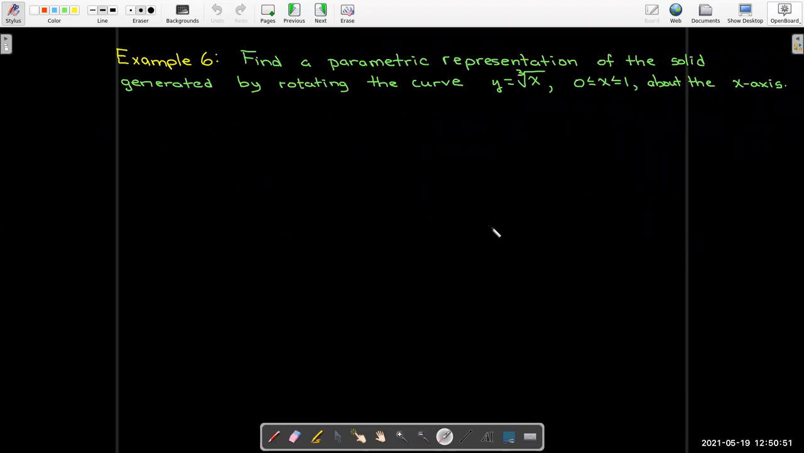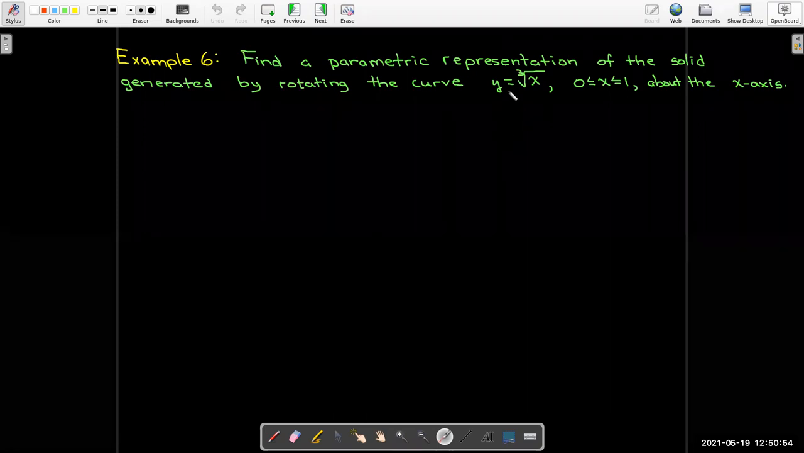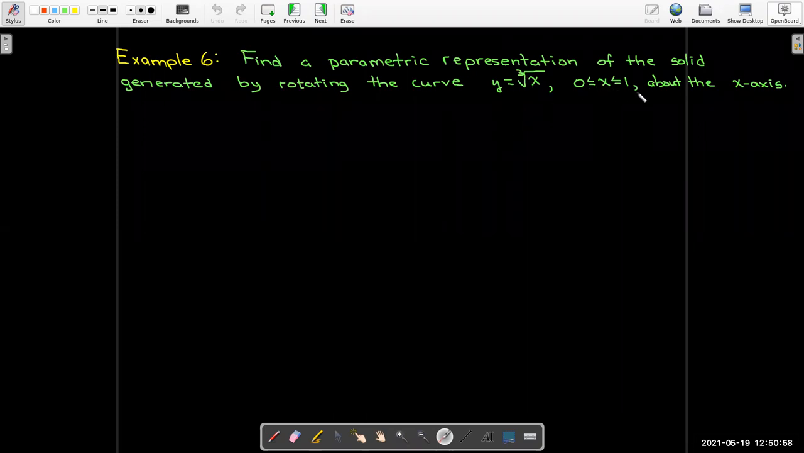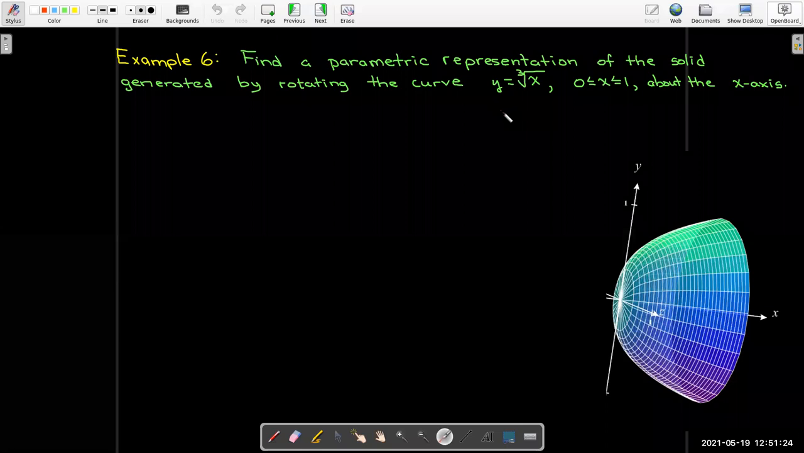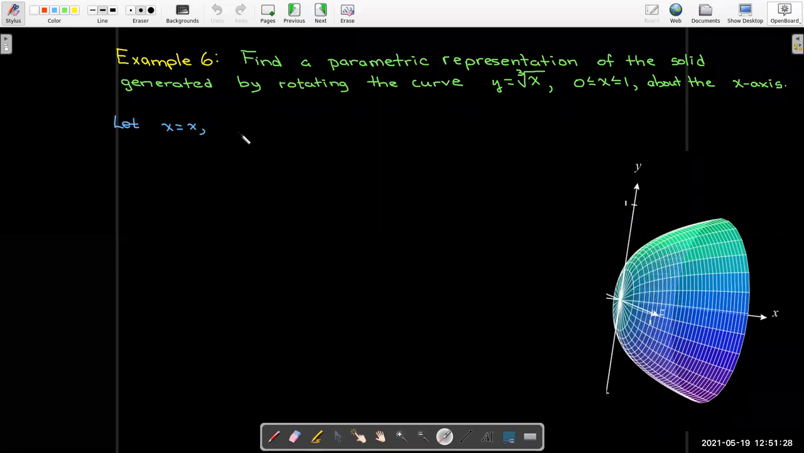So let's do an example where we do that. We're going to take the curve y equals cube root of x between 0 and 1, x goes between 0 and 1, rotate that about the x-axis. You get a surface that reminds us of a paraboloid, but it's not, because x doesn't equal y squared. x equals y cubed. So this looks like a paraboloid, but it's not. It's a surface of revolution. So a parametric representation of this would be to let x equal x, y is going to be the cube root of x times cosine theta, and z is going to be the cube root of x times sine theta.